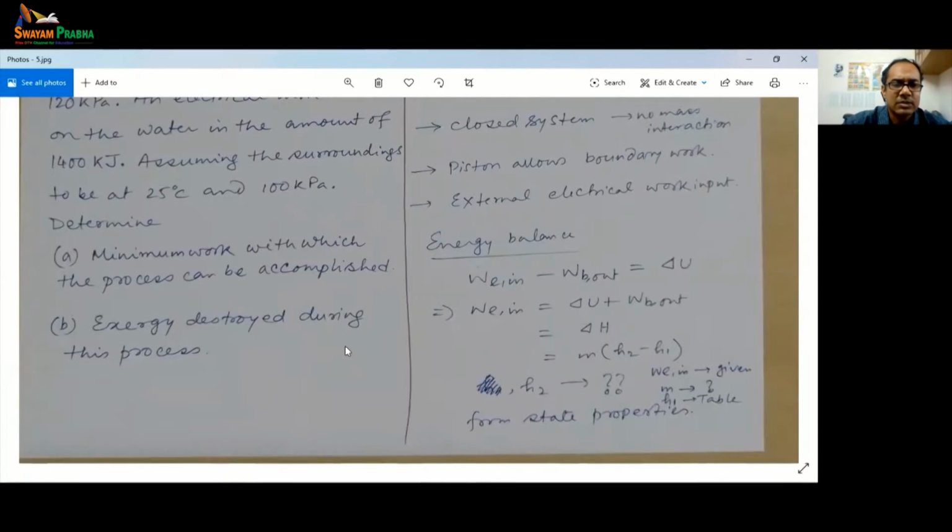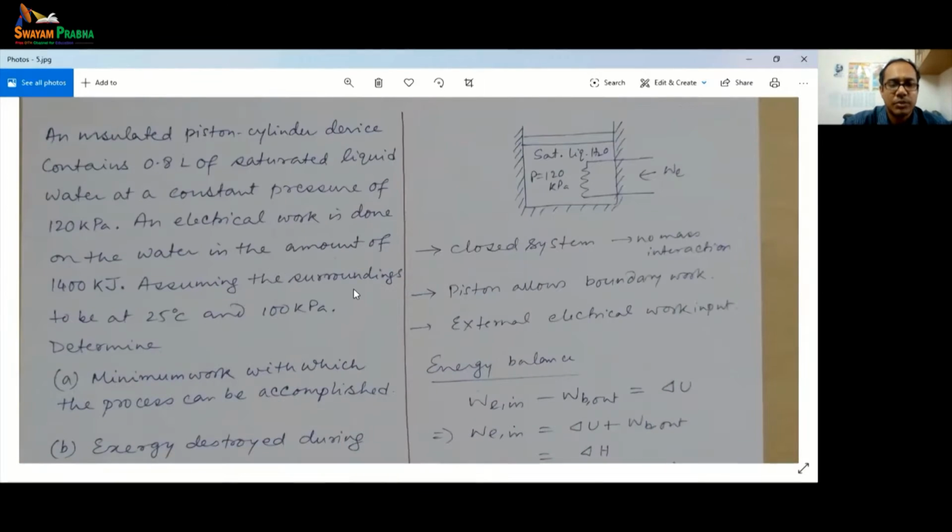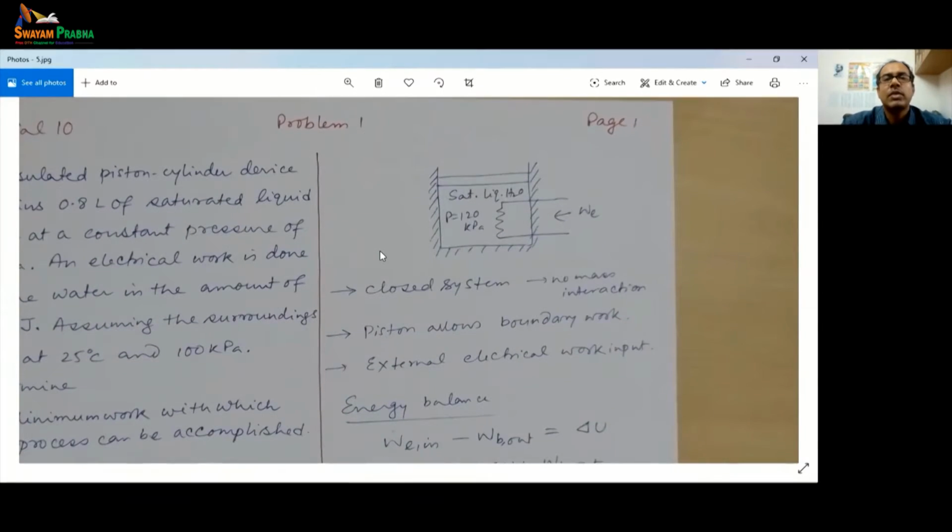The second part of the query is the exergy destroyed during this process. Exergy, or the work potential. You know that for any irreversible or any real process, exergy will be destroyed. Just like entropy is getting generated, exergy is getting destroyed. That is the signature of any real process. So we have to quantify that, and all the tools you have learned in this chapter 8 will be used here.